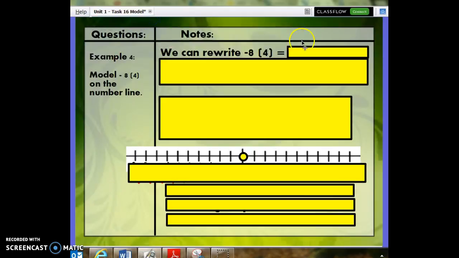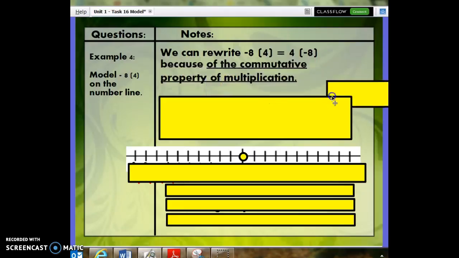So here, remember, we can write negative 8 times 4 as 4 times negative 8. And that goes back to section 1. Remember, the reason we can do that, they have the same answer, is because of the commutative property of multiplication. It says that it doesn't matter what order I multiply in, I'm still going to get the same answer. That's why either way, a negative times a positive is a negative. It doesn't matter if the negative comes first or second.